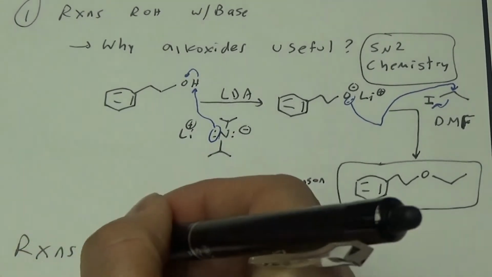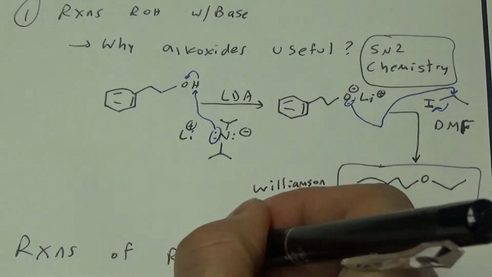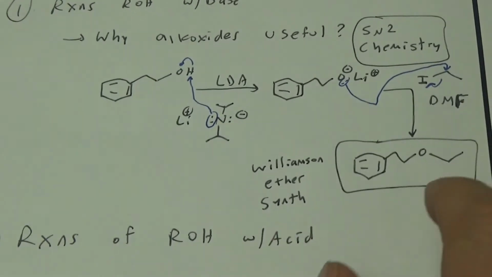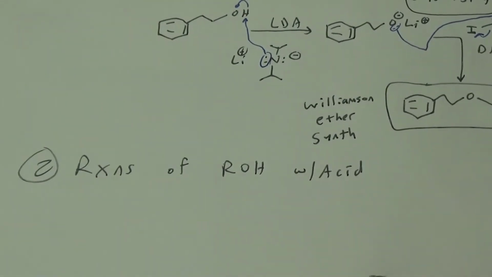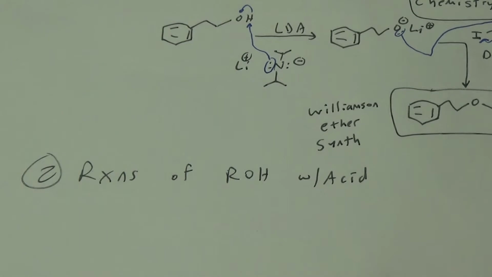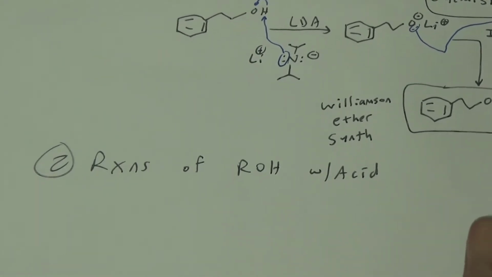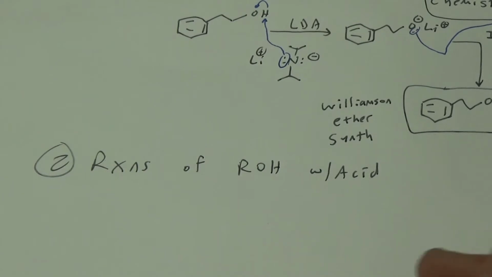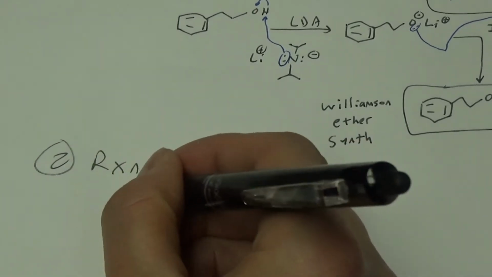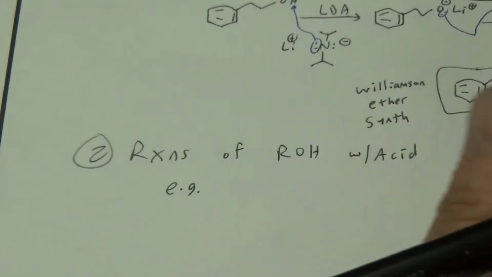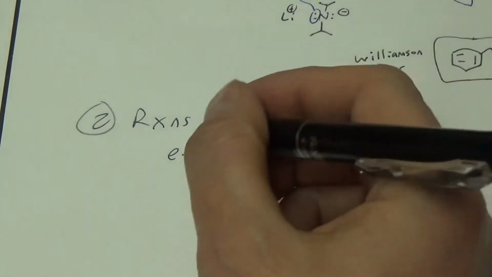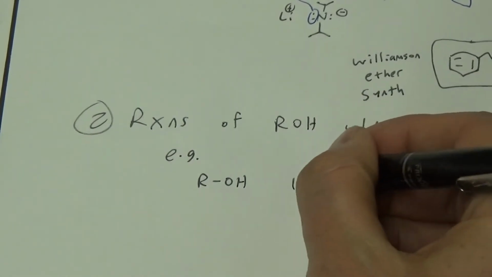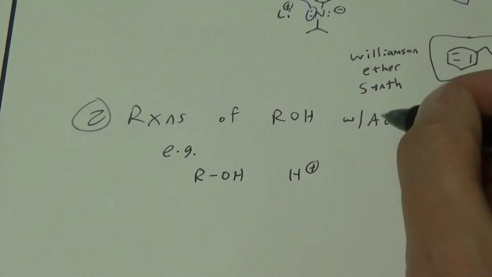Reactions of alcohols with acid. Reacting with base. Why would you want to react them with acid? Because that can cause other reactions to occur. Alright? So, what happens if you react an alcohol with acid? Just in general. Example, alcohol, I don't know, H+, generic acid. What do you get?